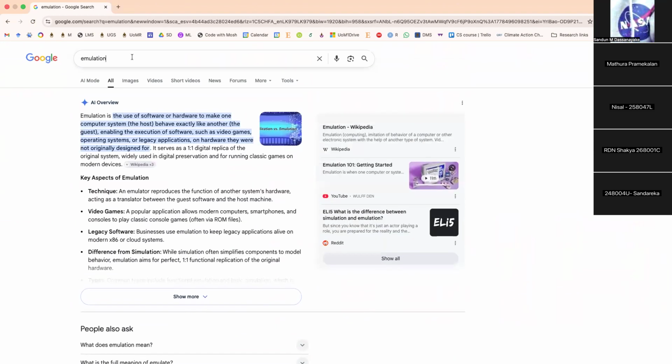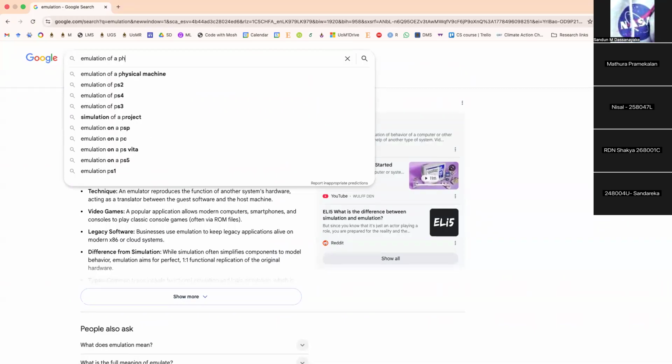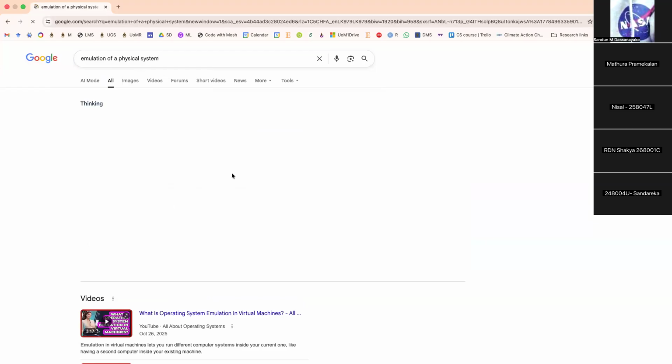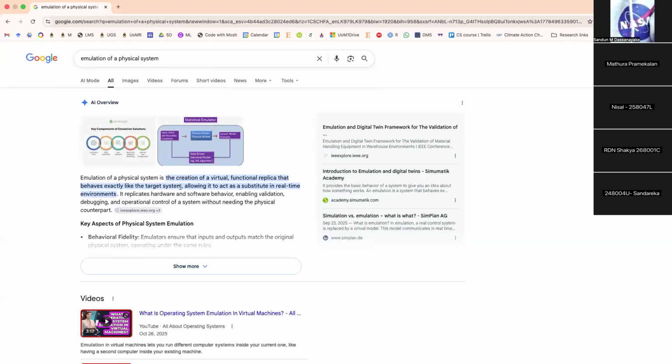So emulation of a physical system. A functional replica that behaves exactly like the target system, allowing it to act as a substitute in real time.